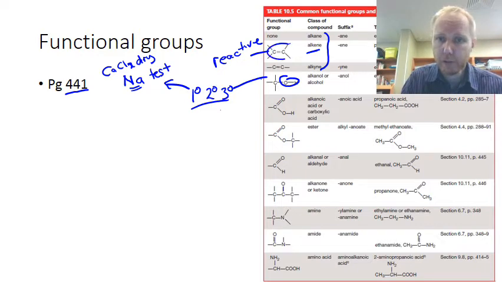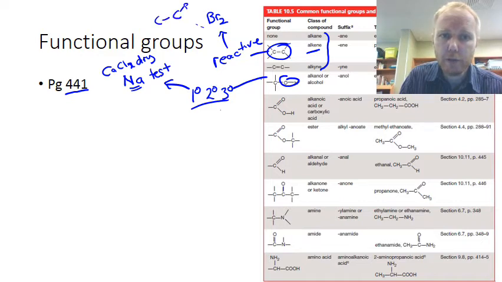Might go back up here. Your alkene test, because they're so reactive, we use bromine. Brown gas, we make, then we split them, we split that double bond, and we actually add the bromine to the carbon chain where the double bond would be.